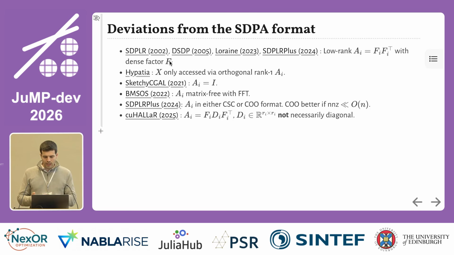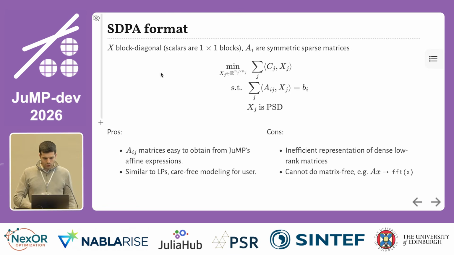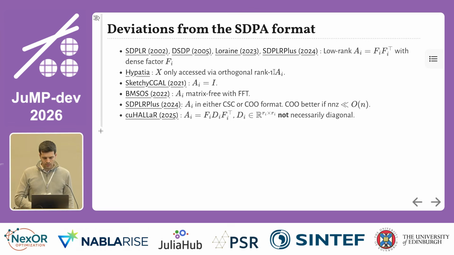If we look at Hypatia, we can think of it in this framework as saying that the Ai matrices are rank 1, and the X matrix I am never going to access except with rank 1 matrices. Because some solvers say some of the Ai matrices are rank 1, but some are sparse. So the Ai matrices that I multiply with X are sparse plus low rank. But in Hypatia, you have some blocks X for which this block will only be accessed with scalar product with orthogonal rank 1 matrices. And with this special structure, they're extremely efficient.